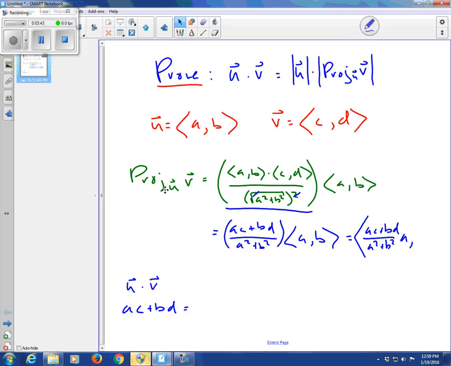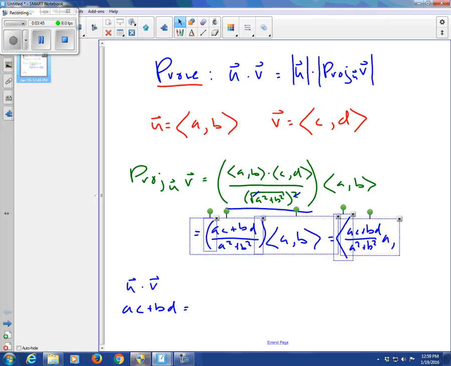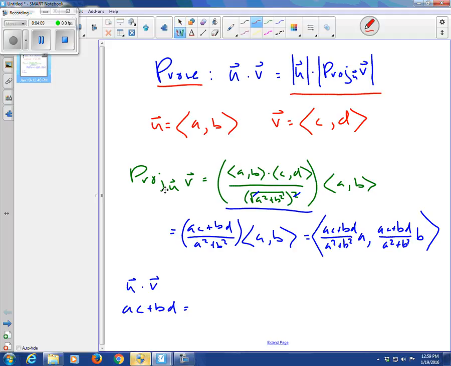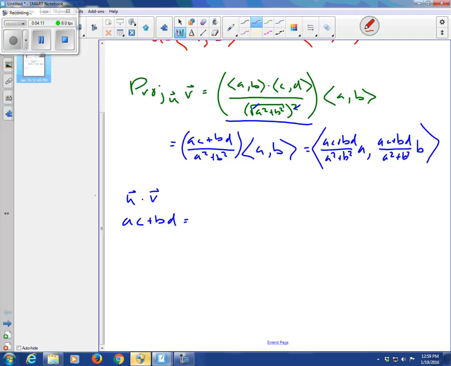And then right here we have a little more room, so we'll move all this stuff over one more time. And right here we would get that same scalar, ac plus bd over a squared plus b squared, times b as the vertical component of our projection. So now we're ready to set up this side. The magnitude of u, again, is not that difficult to evaluate.